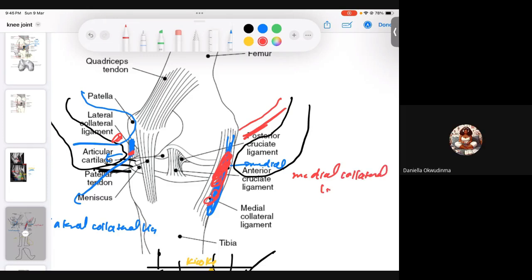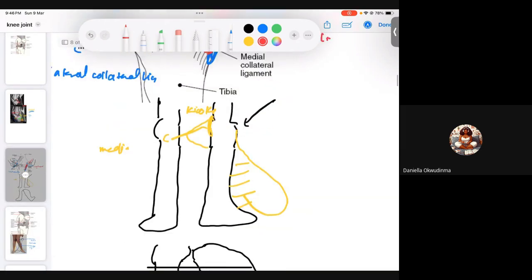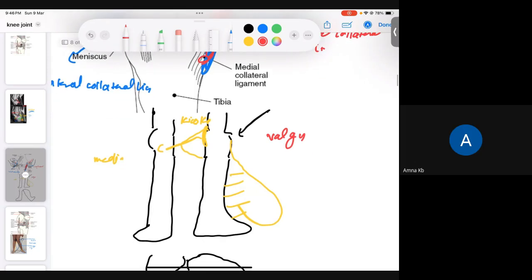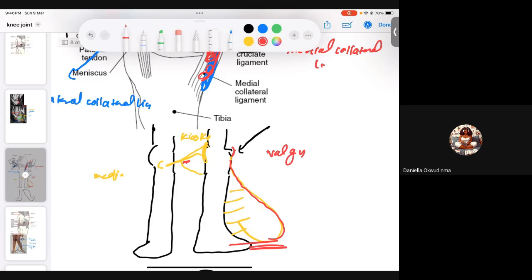Okay, perfect. For example, if the medial collateral ligament is ruptured, which kind of position is your leg going to acquire? Valgus or varus? Valgus, perfect. So it would be valgus. Here you can see, it means that the knees are going to be knocked while the foot is going to be abducted, right? And on the other hand, if we have rupture of the lateral collateral ligament, then we are going to have which position? Varus.